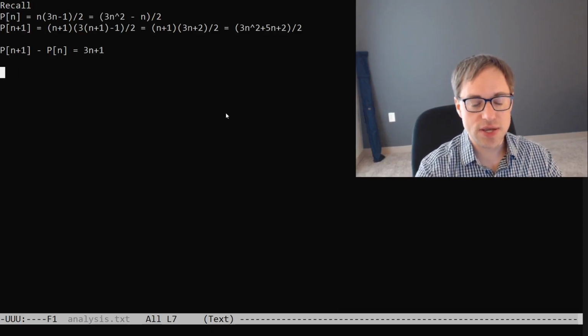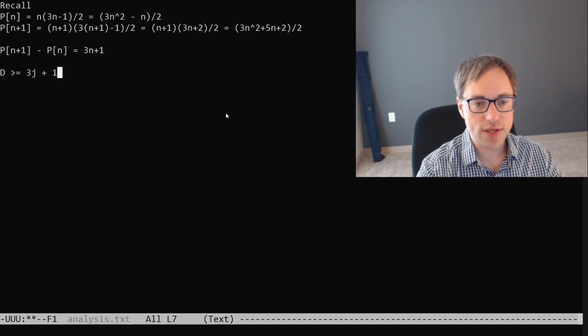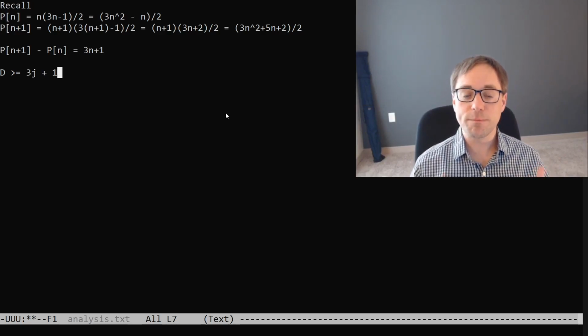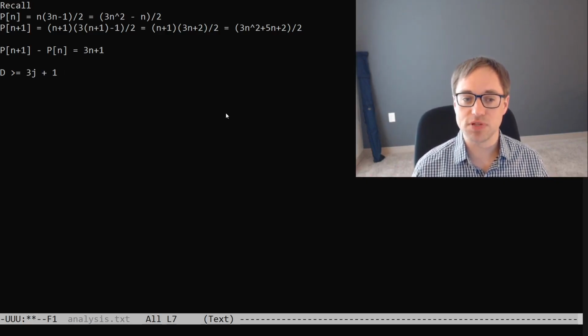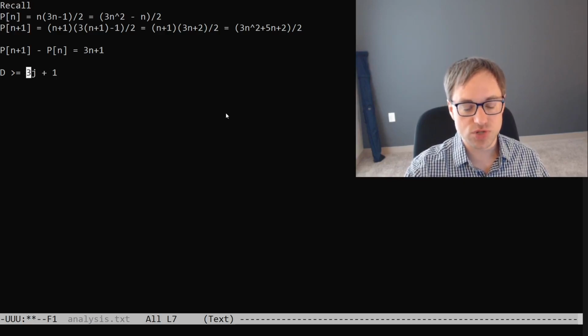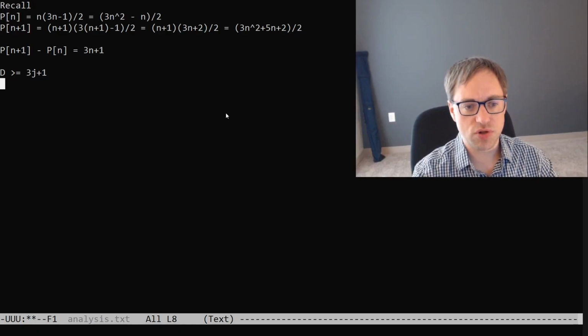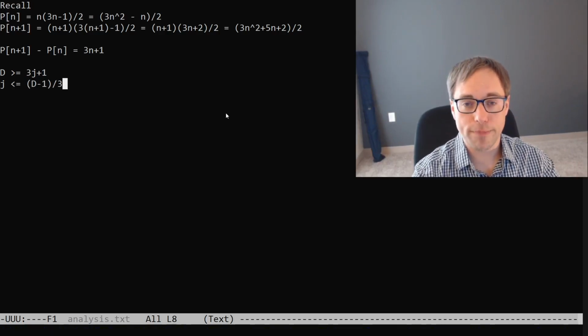Okay, so now we can just say that D has to be greater than or equal to 3j plus 1. And that's because the smallest difference between p sub j and p sub k occurs when k is equal to j plus 1, in which case the difference will just be 3j plus 1 from the calculations that we just did. Then we can solve for j, and we get that j is less than or equal to (d minus 1) over 3. And that's going to be our upper bound.